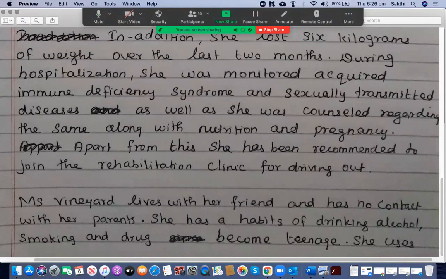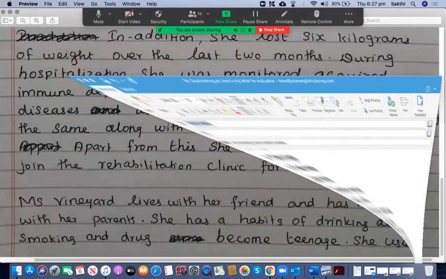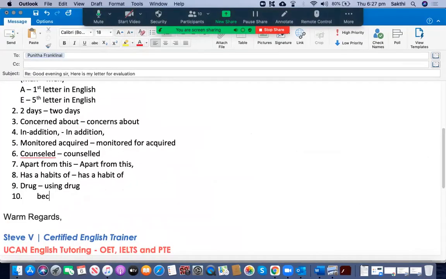So what's the next one? Let's say she has a habit of drinking alcohol and, what is this, "become teenage"? So when she was, started from teenage itself, isn't it? Is that what you want to say? Yes, sir. So, "become teenage" is wrong. What you should have done is "since her teenage."